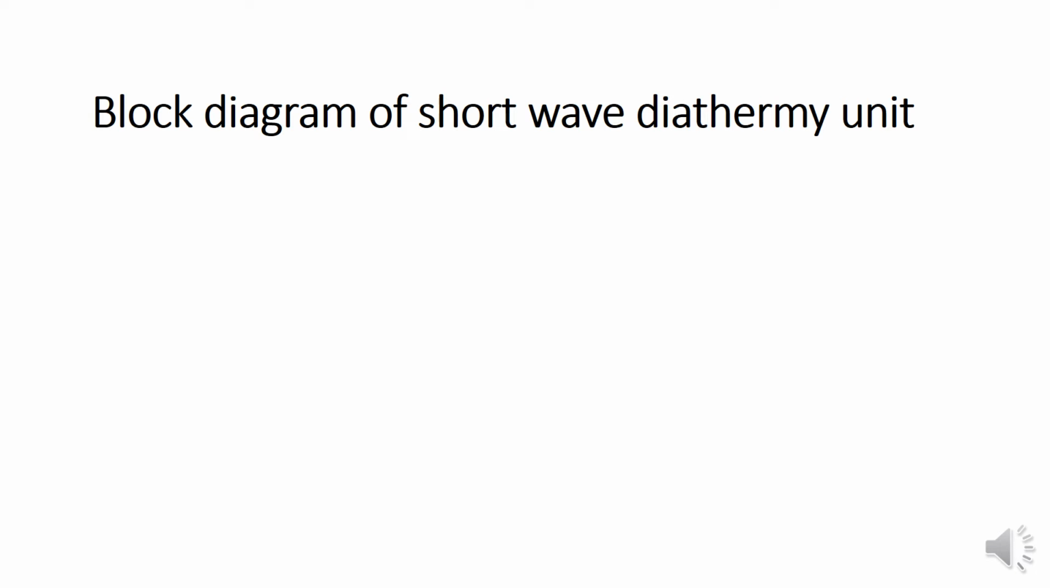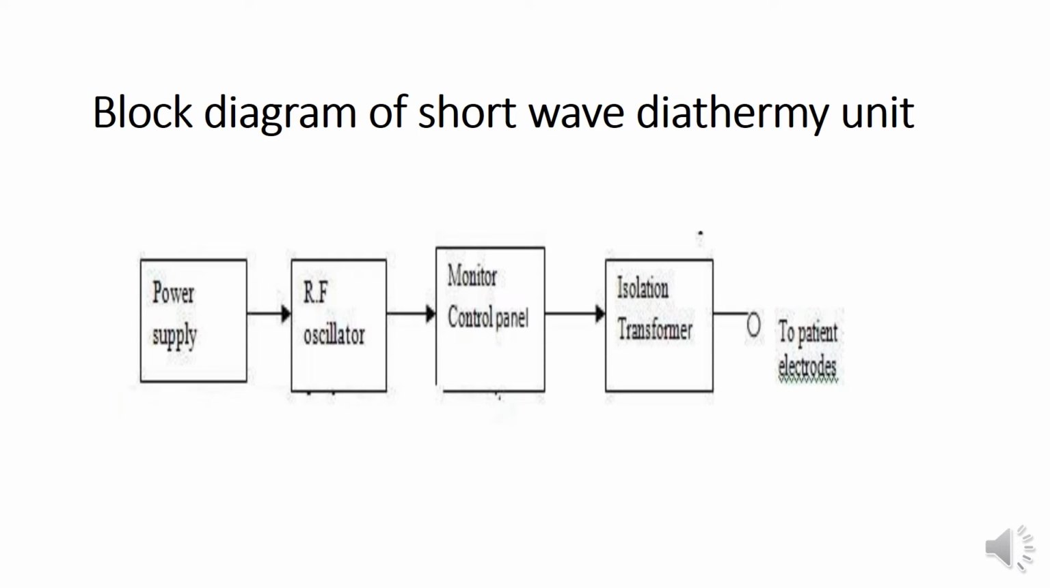Now we are going to see the block diagram of short wave diathermy. First we have the power supply, then the RF oscillator, then the monitor control panel, then the isolation amplifier, and finally the patient electrodes. Now we have to see the function.